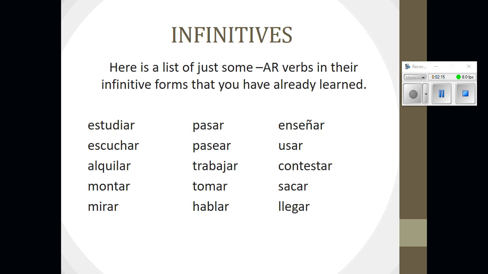Hablar means to talk or to speak. Enseñar means to teach. Usar is to use. Contestar is to answer. Sacar is to take out or to get. And llegar is to arrive. So don't forget, you want to mark down at least 5 of those and what they mean on the note guide.